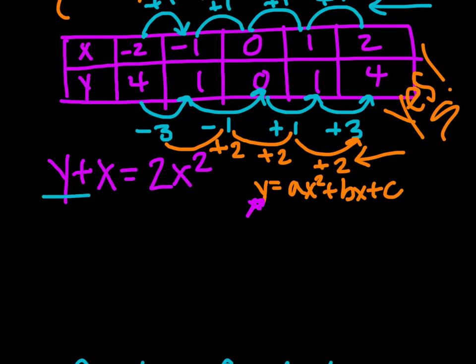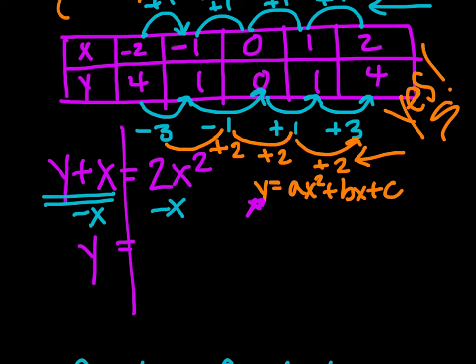It's y is equal to everything else. And if I look at my current equation, we have y plus x. So it looks like I need to do a little algebra here. I need to subtract x from both sides. So if I do that, I have y on one side of my equation, and then I have 2x squared, and then subtracting my other x. So y is equal to 2x squared minus x.